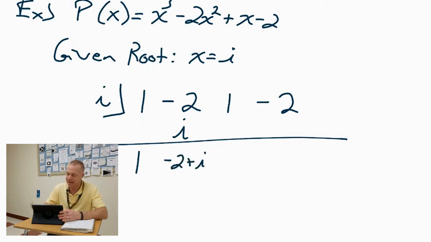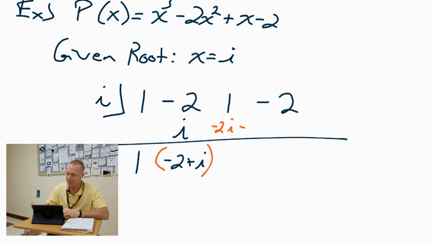Now, -2 plus i is a quantity, and that quantity is going to get multiplied to i. So yeah, you got to do the distributive property. Okay, let's do it carefully. -2 times i is -2i. i times i, right, that's i squared. Oh wait, i squared equals -1.